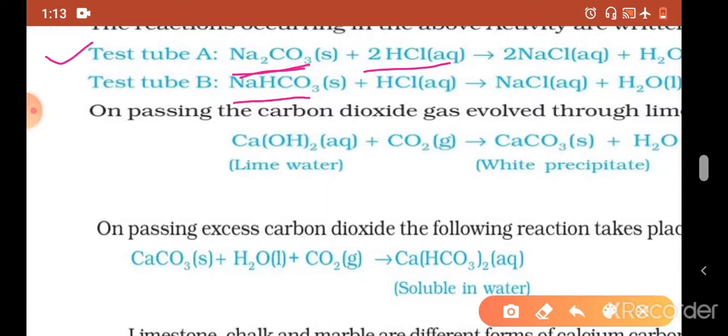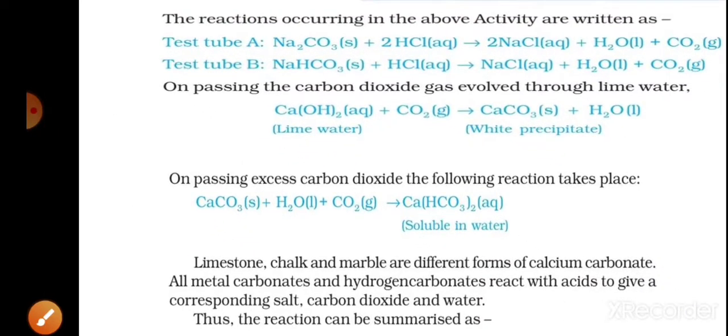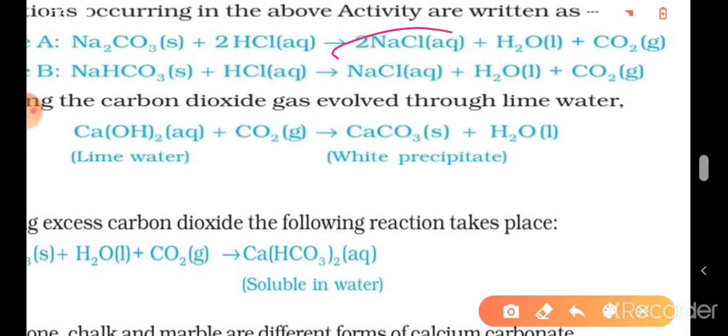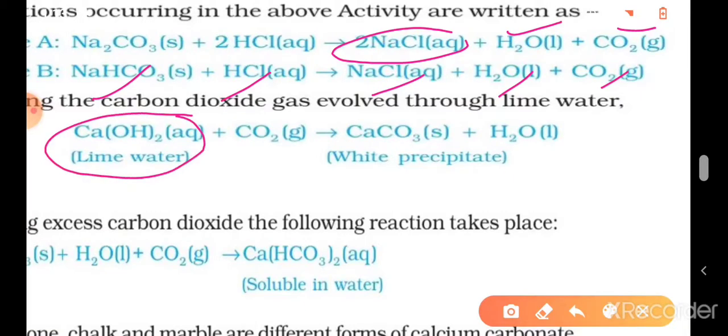As I mentioned, the reactants are Na2CO3 and HCl. And what are the products we are getting? Here we can see the products: salt, that is NaCl, H2O plus CO2. Similarly, NaHCO3 plus HCl, when mixed together, gives NaCl plus H2O plus CO2. In that test tube, carbon dioxide gas bubbles are formed and passed through lime water or slaked lime, Ca(OH)2. I told you to remember the formula in chapter 1. Now when CO2 gas is passed, we get white precipitate, CaCO3.